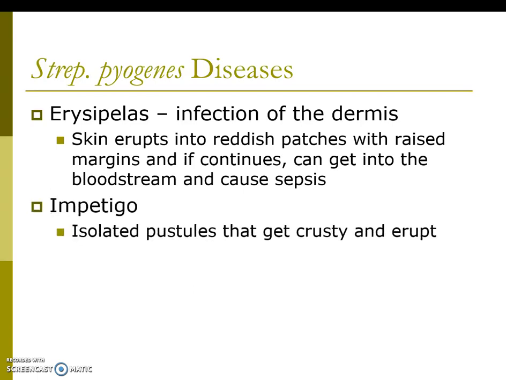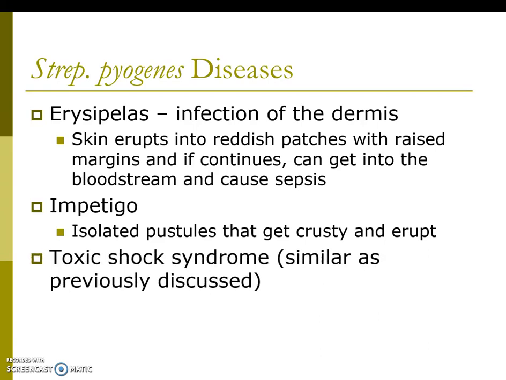It can also cause impetigo, similar to what we just talked about with Staph aureus. It can also cause toxic shock syndrome, again, similar with Staph aureus. This is why Gram staining is so important, because if someone has any of these skin issues, you're definitely going to want to know whether it's Staph aureus or Strep pyogenes, because you're going to treat it a little bit differently.